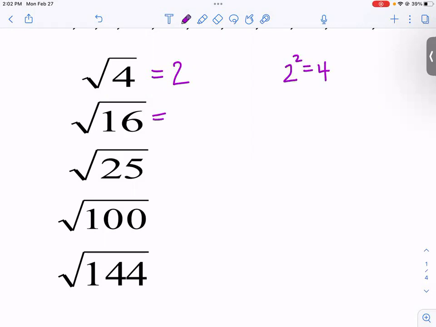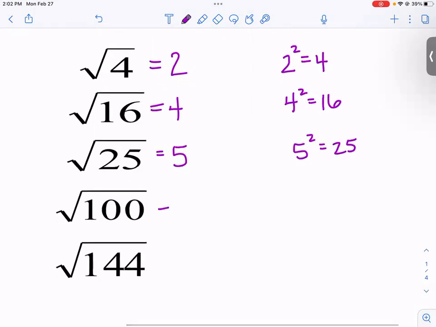The square root of 16 is 4. Because 4 squared is 16. Okay. The square root of 25. What's the square root of 100?